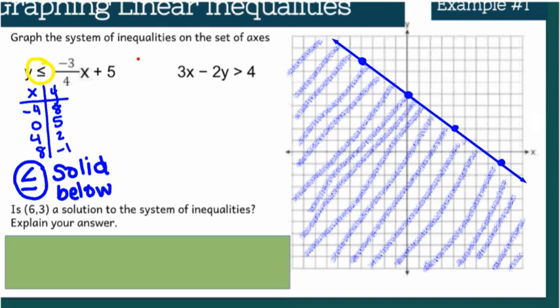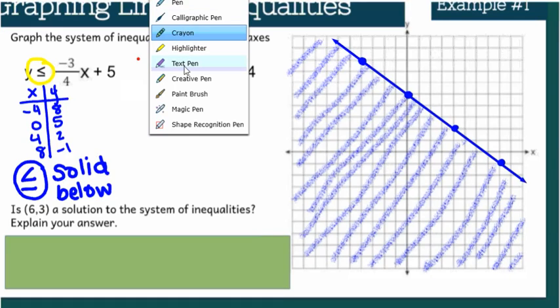Your graph will look something like this. Please remember to shade lightly with your pen or pencil because we still need to graph the second inequality on the same grid. If you shade too dark, then you might have difficulty seeing the grid marks on the graph. All right, let's go to the next inequality.